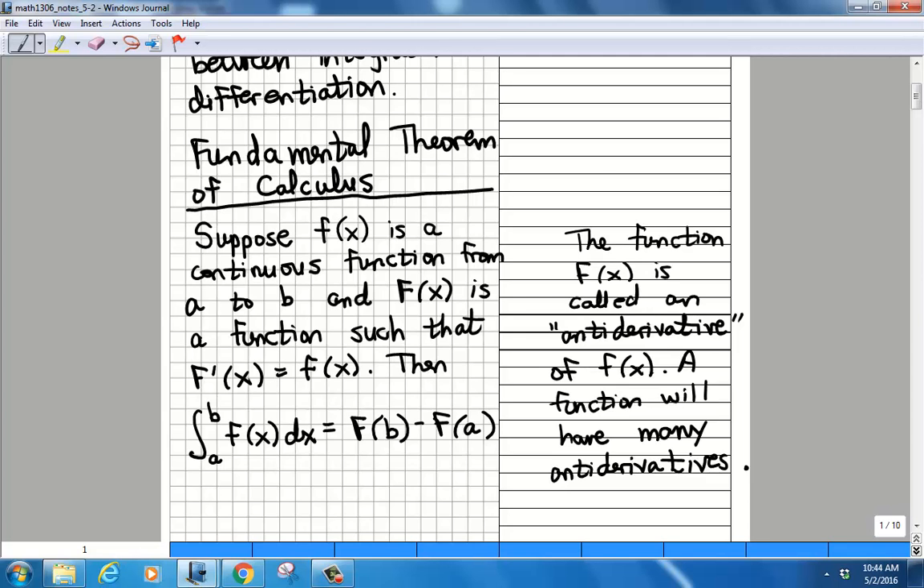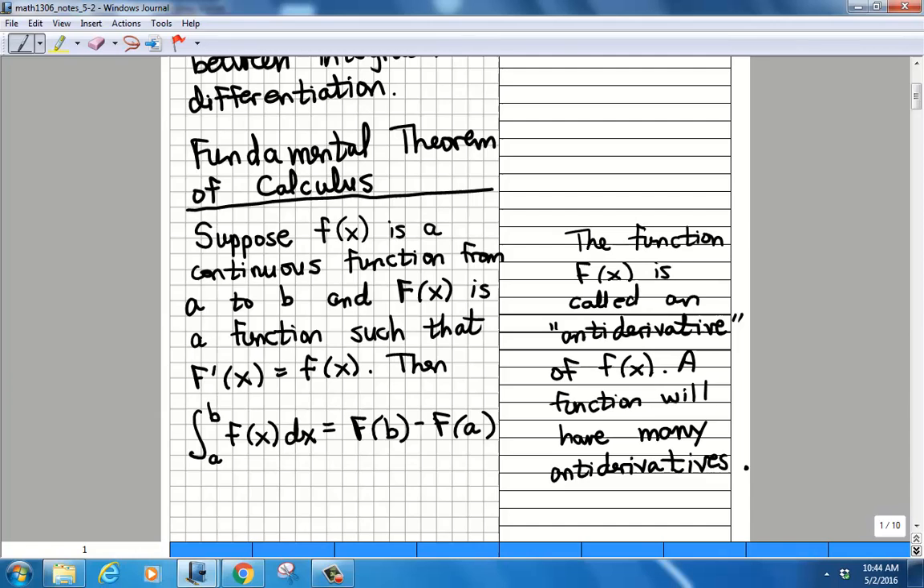Such a function, by the way, capital F, is called an antiderivative. So not a derivative, but an antiderivative. You want to find another function so that when you differentiate it, you get lowercase f. Suppose you can find such a function. Then it turns out that the value of this integral is easy to calculate. Amazingly, the value of this integral, this area under this curve, is very easy to calculate.